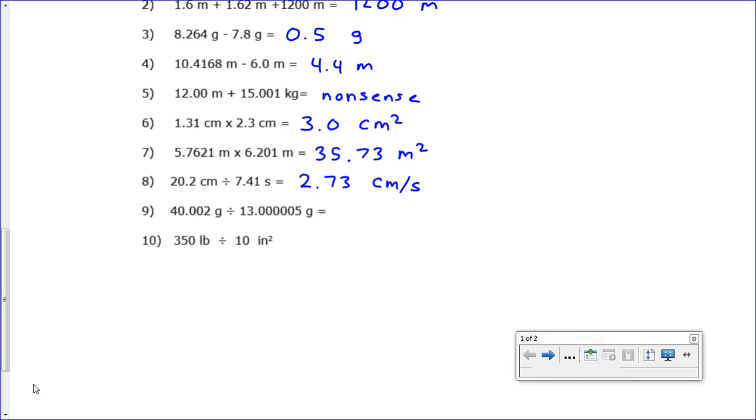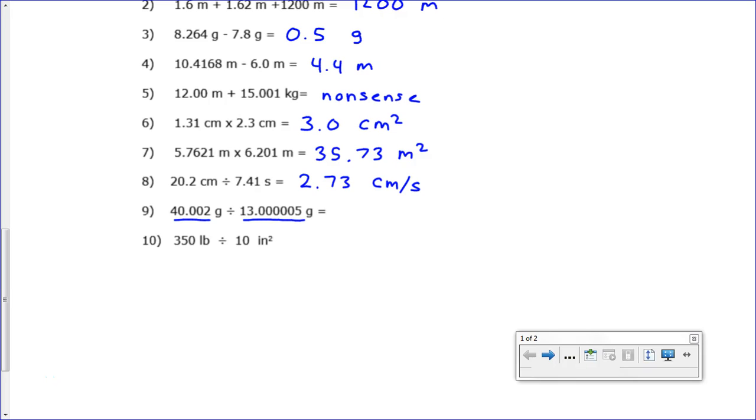Number 9 here is another division problem. We have to count sigfigs then. This one, those are all sandwich zeros, so they count. So that one has 5 sigfigs. This one again, all of these are sandwich zeros, so they count. That has 1, 2, 3, 4, 5, 6, 7, 8 sig figs. All right. Comparing 5 sig figs to 8 sig figs, 5 is smaller, so our answer should have 5.